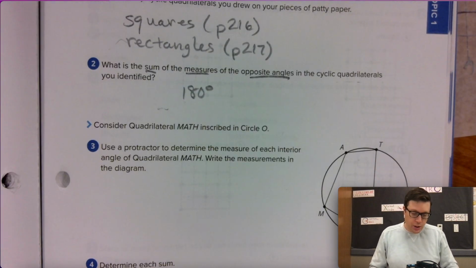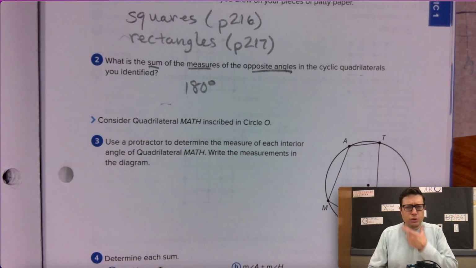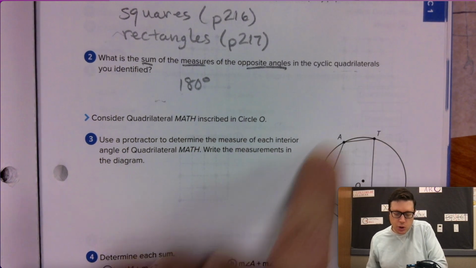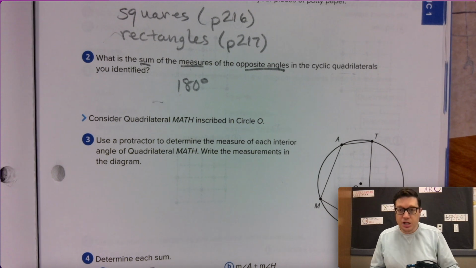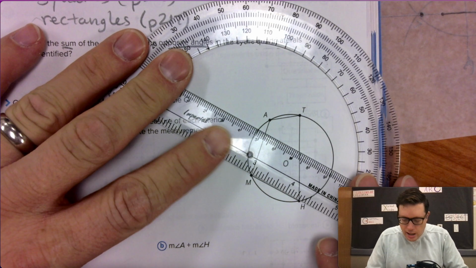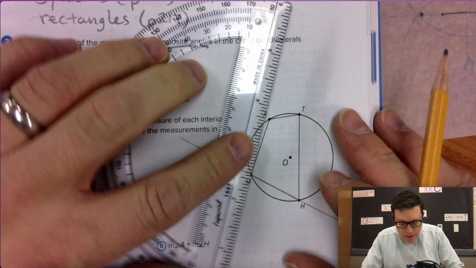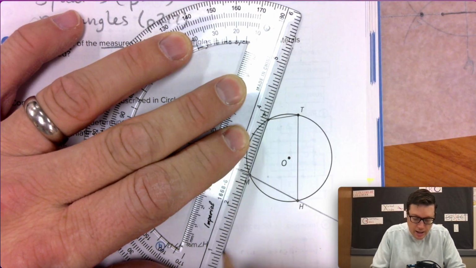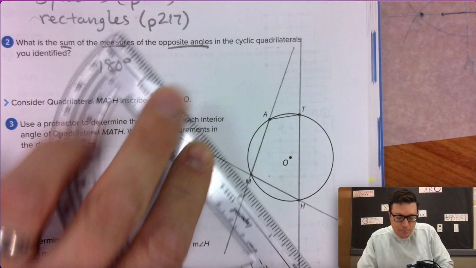In question 3, consider the quadrilateral MATH, 4 letters that spell a word, inscribed in the circle O. So we're going to use a protractor to determine the measure of each interior angle. We can get there if we just draw these lines longer. So I'm going to draw that line longer. I need them to be drawn longer because my protractor is much bigger than the shape. And this is the technique or trick to make the protractor useful.